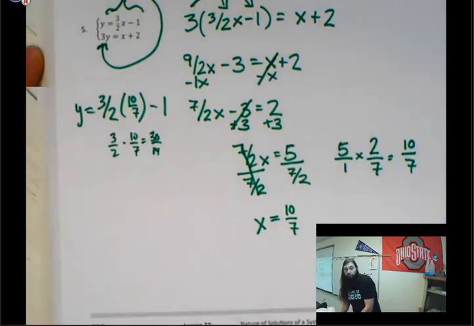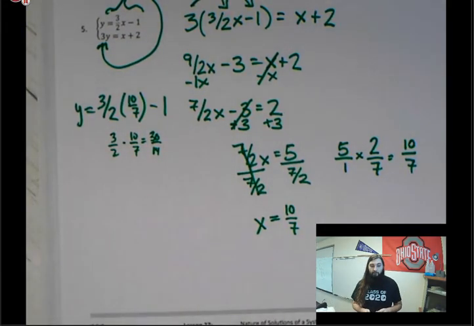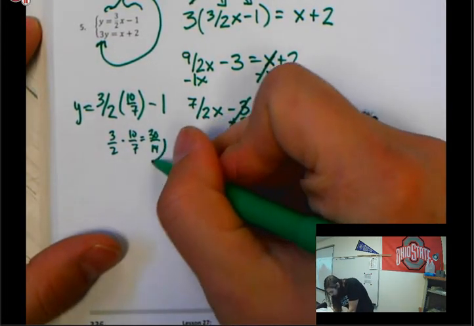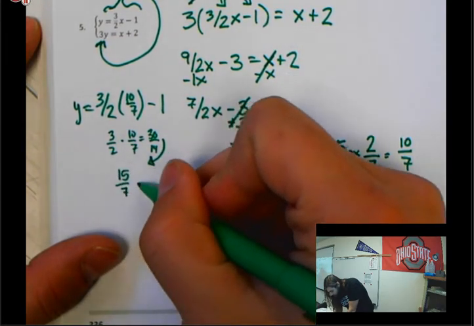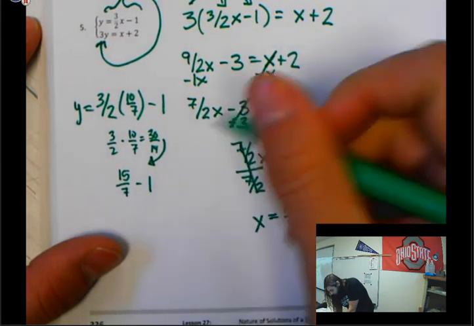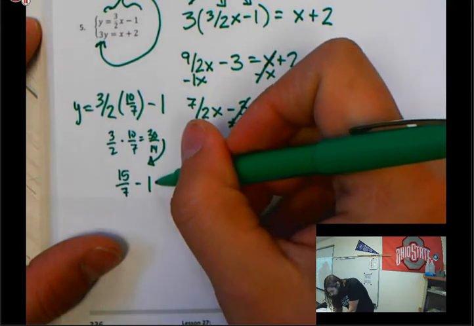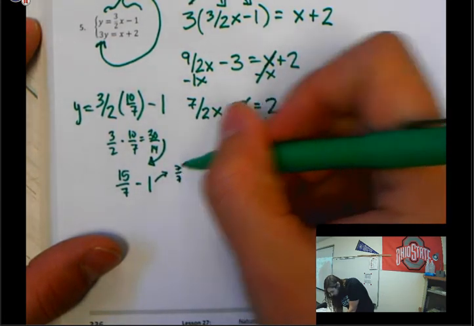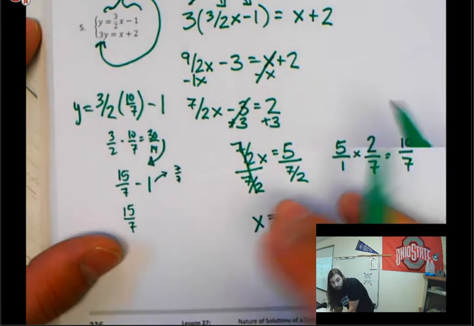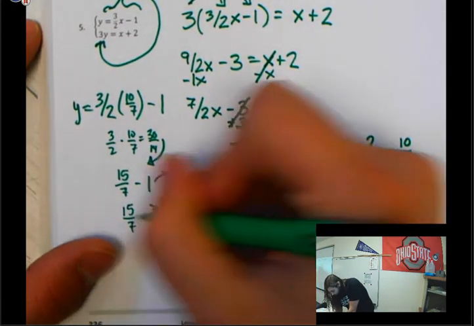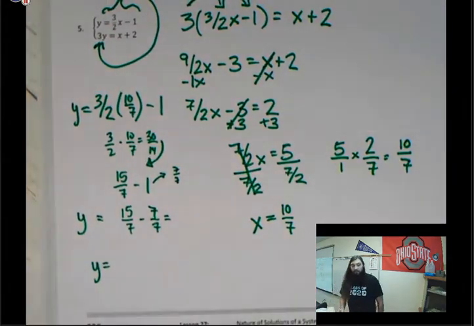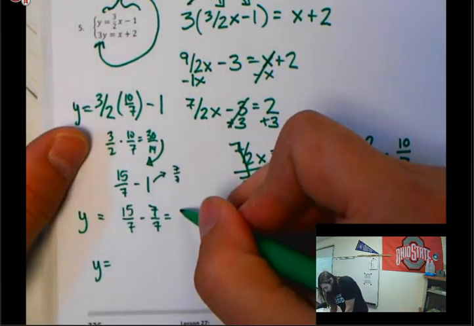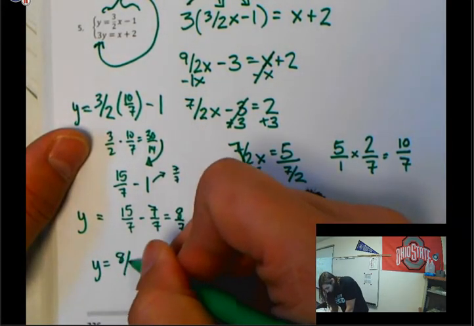So 30 over 14. Very nice. No problem. I can reduce that down quite a bit. I can reduce that down to, what, 15 over 7? Yep. So 15 over 7 minus 1, which is 7 over 7. So I'm going to take 1 and turn that into 7 over 7. So I have 15 over 7 minus 7 over 7, and that's still going to be equal to y. And so 15 sevenths minus 7 sevenths is 8 sevenths. My value for y is 8 sevenths.